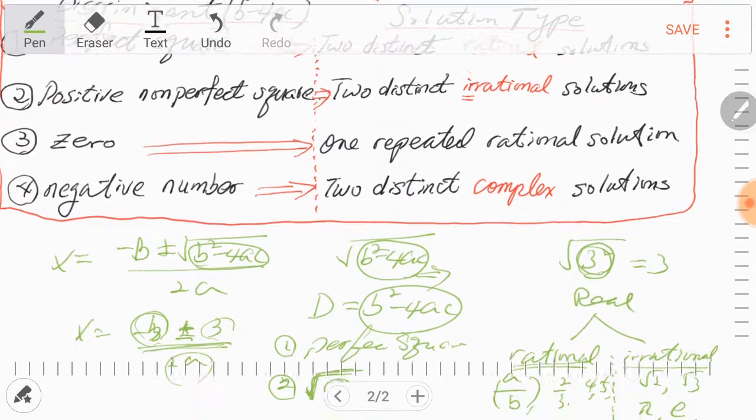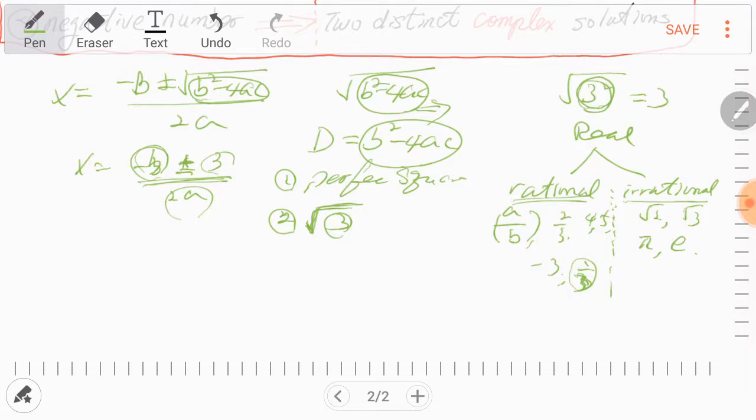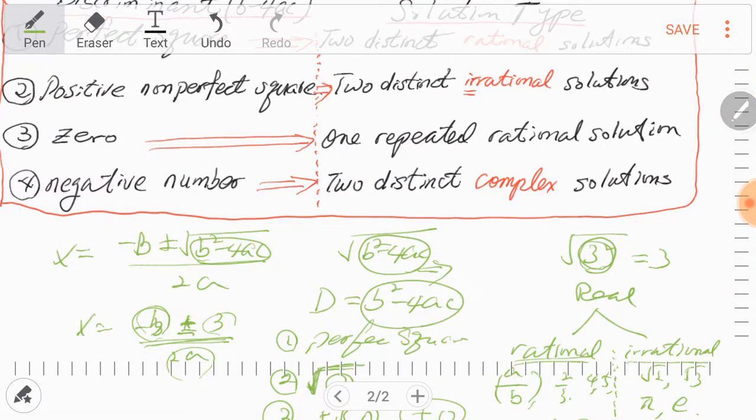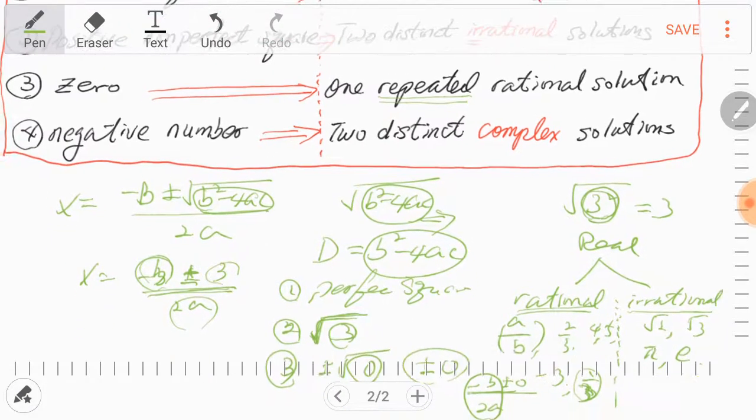Okay, what if the discriminant is 0? The discriminant is 0. So plus or minus square root of 0. Plus or minus 0, right? So what we have is only negative b over 2a, because plus or minus 0. So there is only one rational solution, but that rational solution is repeated twice, right? Two same solutions, which is the rational solution.